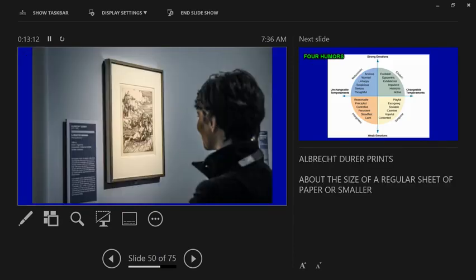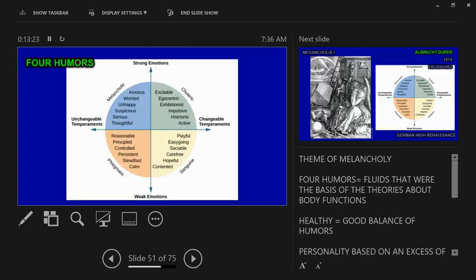But I'm here to talk about prints, and so I show you this. This is the typical size of a print by Dürer. And in order to understand our next print, I want you to understand what the four humors are.